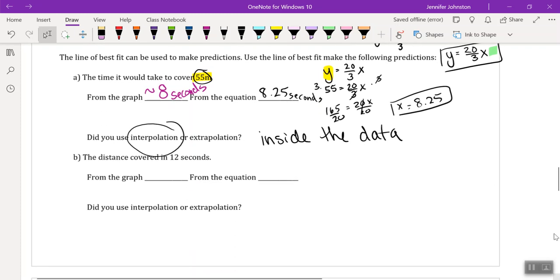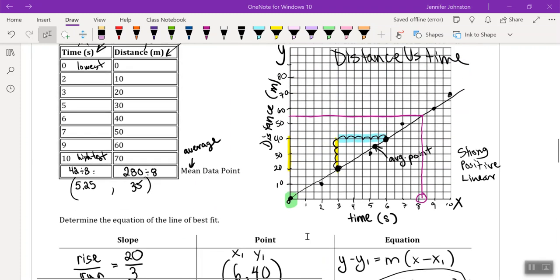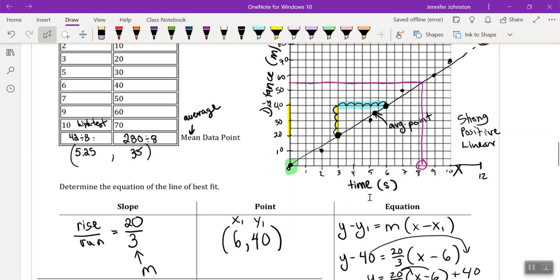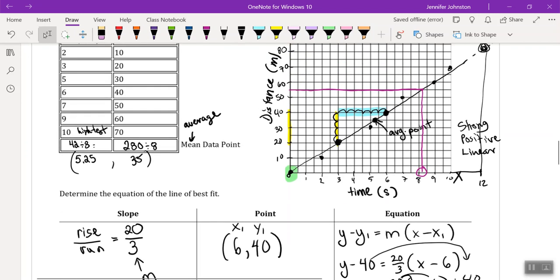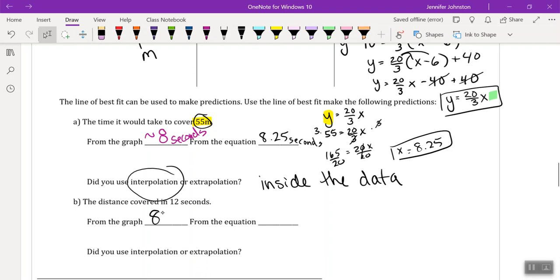And then our last question here, we're looking for 12 seconds. So let's go back up to the chart here, and we can see that 12 is off the chart. So it's somewhere around here. If we extended our line, it's going to be somewhere around here. So maybe around 80. We would go up from 12 and over, and it's like a guess, right? It's about 80 meters.